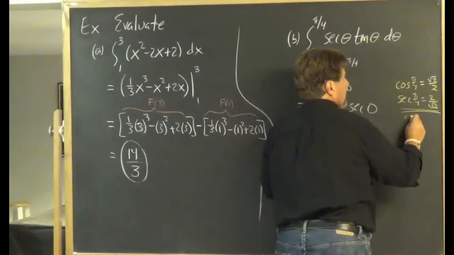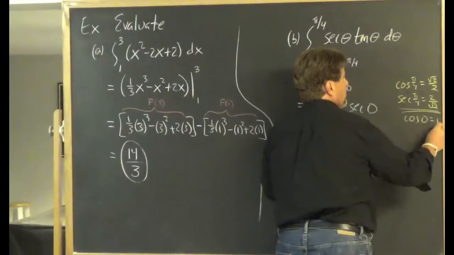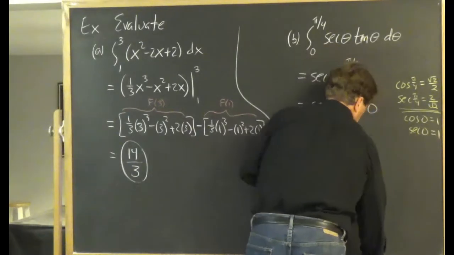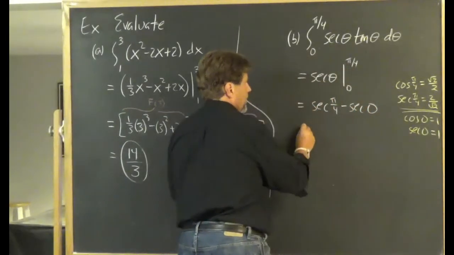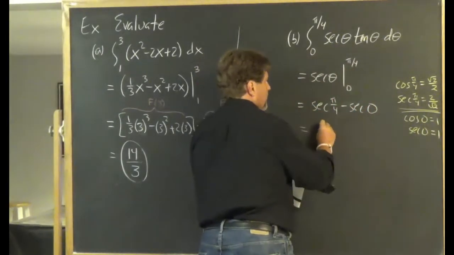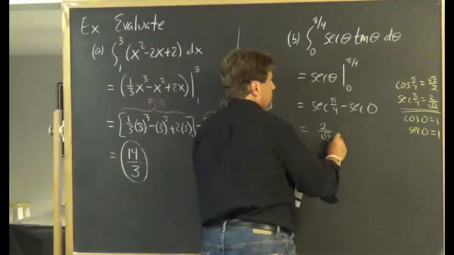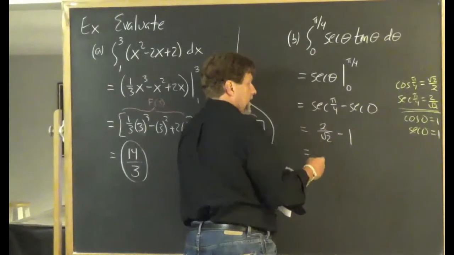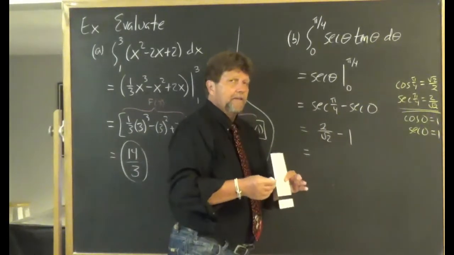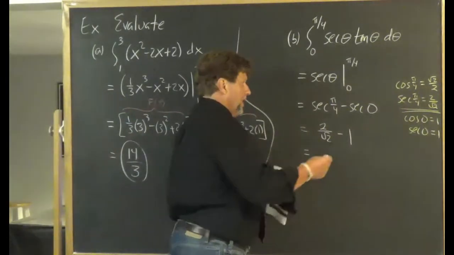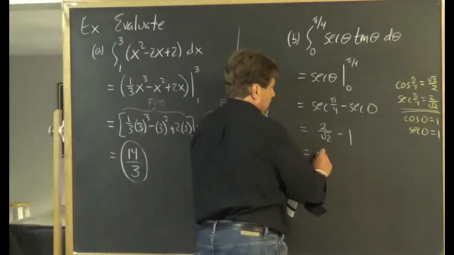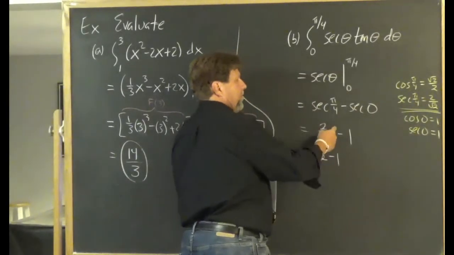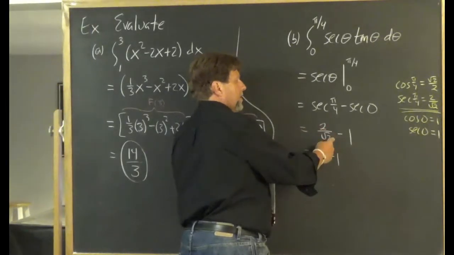Likewise, I know cosine of 0 is 1, which tells me the secant of 0 is 1. So I now know what this is. Secant of pi over 4 is 2 over the square root 2. Secant of 0 is 1. And if for some unknown reason you don't like radicals in the denominator of a fraction, you could rationalize this, and that would rationalize down to square root 2 minus 1. Remember, you'd multiply by square root 2 over square root 2.